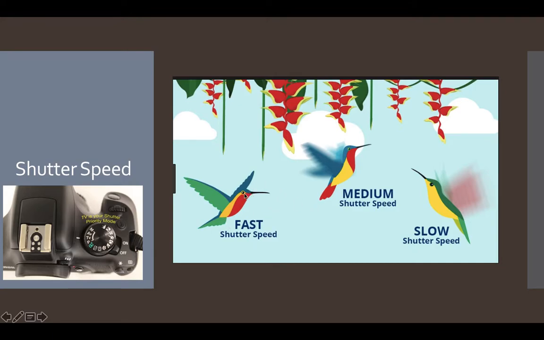So if you have a super fast shutter speed, you can get something that is in motion and basically freeze what it is, because things are moving so fast. The slower your shutter speed, the more blur you're going to get because the camera sensor isn't able to capture the entire movement. So here you see the medium and here is slow.